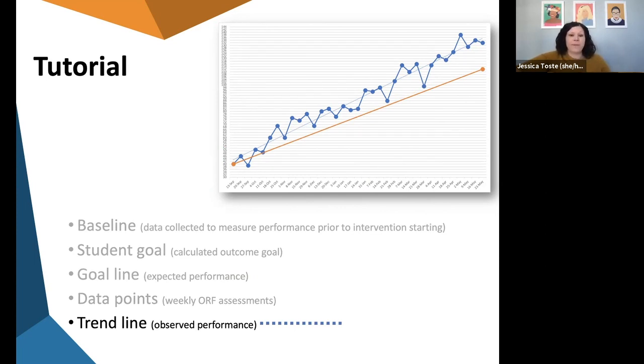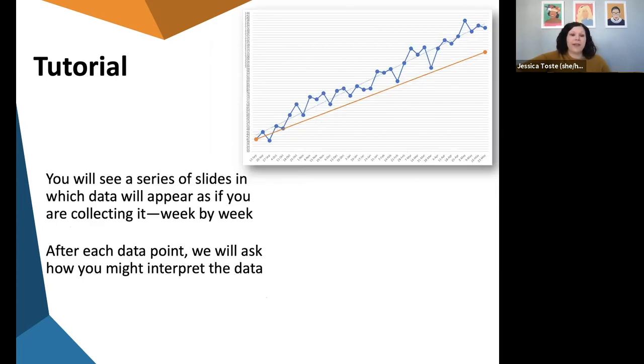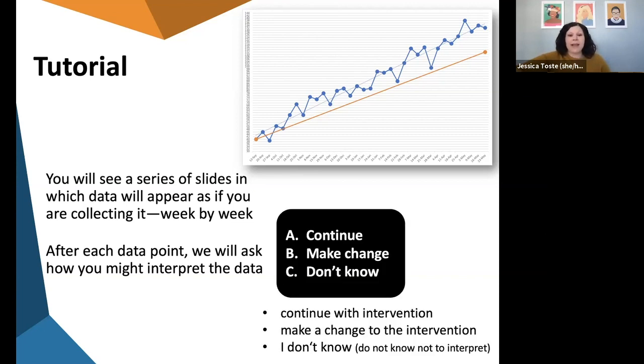So then we got into showing participants data points sequentially. So we said, you'll see a series of slides in which data will appear as if you're collecting it week by week. After each data point, we'll ask you how you interpret the data. And participants were asked to answer after each data point, would they continue the intervention? Would they make a change at this point? So do they have enough information to say they would make an adjustment? Or they could also say, I don't know. And with I don't know, we very clearly indicated that this was really that, not that they don't have enough information, but they truly did not know how they would interpret the data at that point.